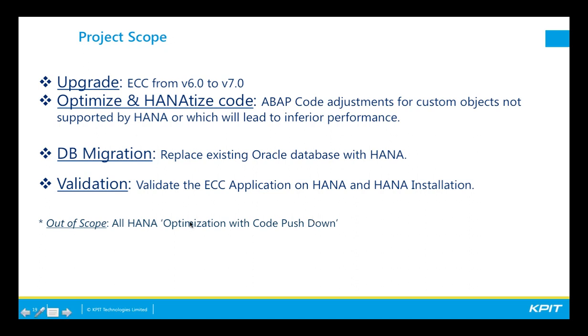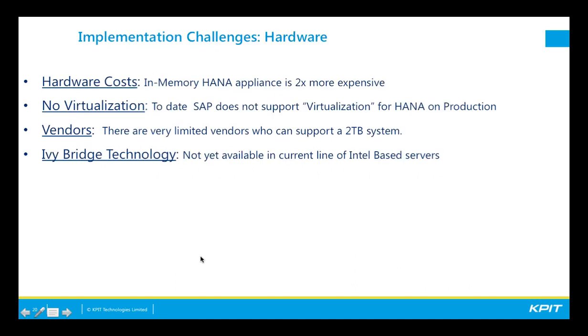We performed the HANAtization of the different custom objects, and I'll expand on that a little bit later in the presentation. But there was no code push down, no further optimization done for those custom objects. There were also some other aspects changed from an OS perspective, from Unix to Linux, and some other elements as well. But from a technical perspective, the items that I just mentioned are key. And obviously, validation is an important aspect as well. The validation testing that had to take place of HANA and the HANA installation. Jason, back to you. Thank you.